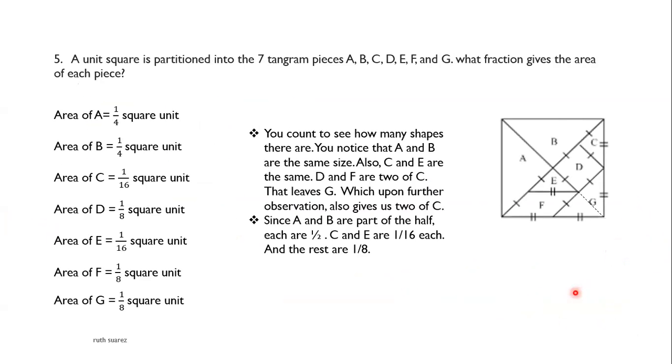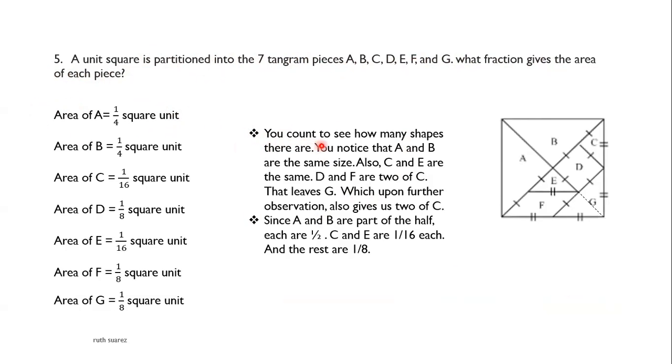Now this one is a little bit more complicated. It says a unit square is partitioned into the 7 tangram pieces, A, B, C, D, E, F, and G. What fraction gives the area of each piece? So before we get to here, we're going to look at these right here.